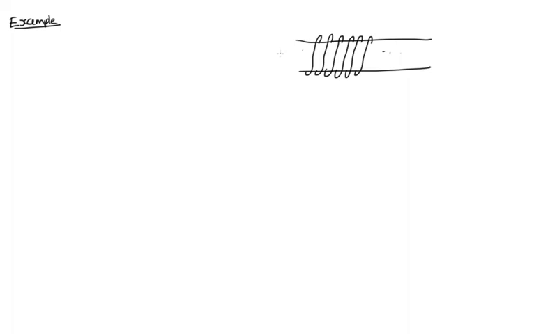Okay, so in this example, we have a long solenoid. So it's a coil of wire like this, and it has some current flowing through that solenoid, and we're told that the current is given by the equation I = I_max cos ωt. So this is a typical equation for an alternating current, and we're told that this solenoid has a radius capital R and it's got n turns per meter.